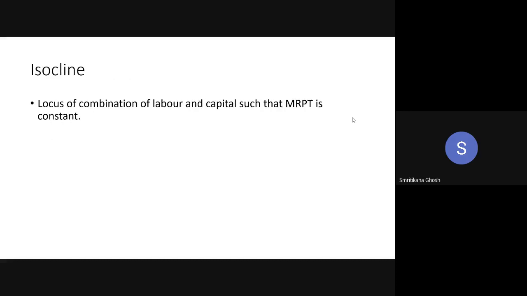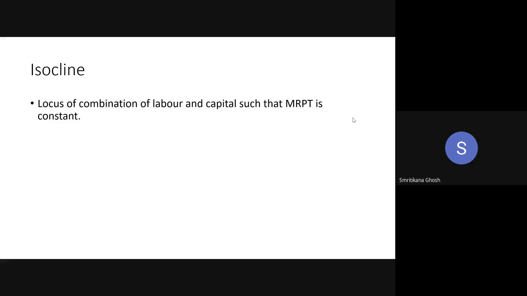Now look, this is very similar. This is very close to expansion path. Isocline. What is isocline? It is the locus of combination of labor and capital such that MRPT is constant. Very confusing actually. If you read these two things side by side, they are very confusing. MRPT is what? MRPT is the slope of your isoquant, right? So the slope of your isoquant, MRPT, should be constant along the isocline.